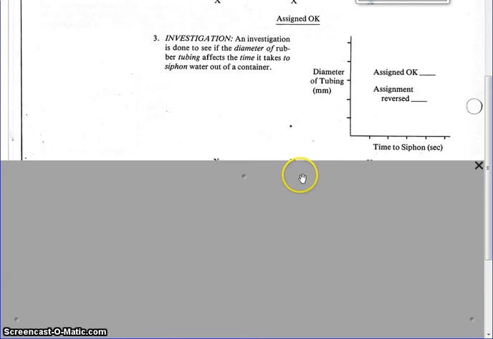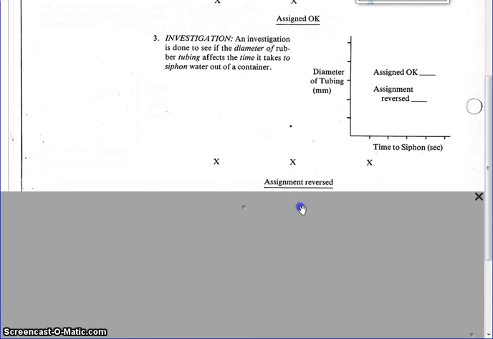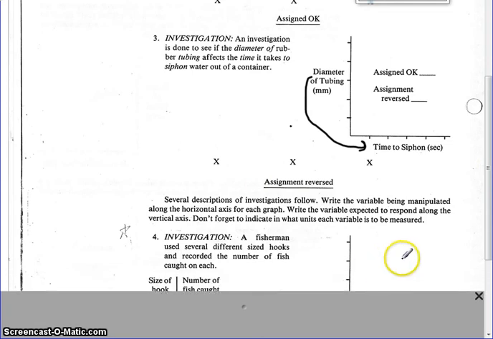Time. All right, let's take a look. The assignment is reversed. Oh man, if you got that one right, please stand up and say, I rock. All right, good job. Now let's talk why this is reversed. The diameter of tubing, so that means how big the tubing is going to determine how fast you could siphon. So that's why this guy should be down here on the bottom, and the time is going to rely on the diameter.